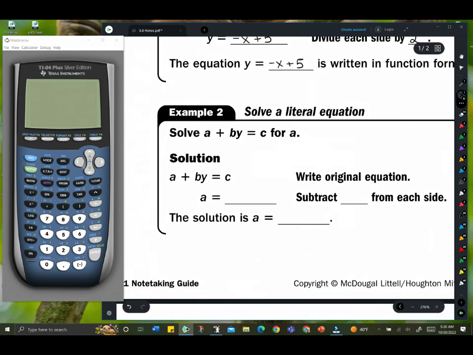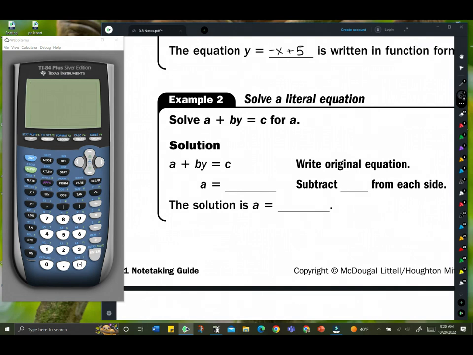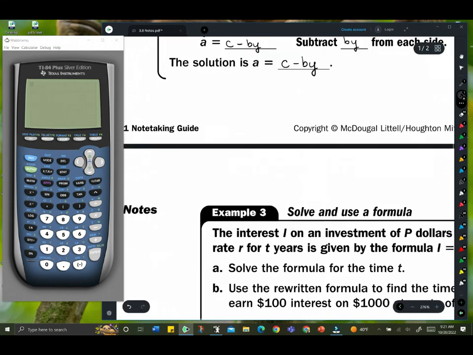To solve a literal equation, so for a different variable, this time we're solving for a. Highlighting the letter we need to get by itself, a, we simply subtract the by over. Your answers are going to look a little funky, but that's exactly what it is. Just a is equal to c minus by. Just like working with numbers, only with letters. It can be a little tricky.